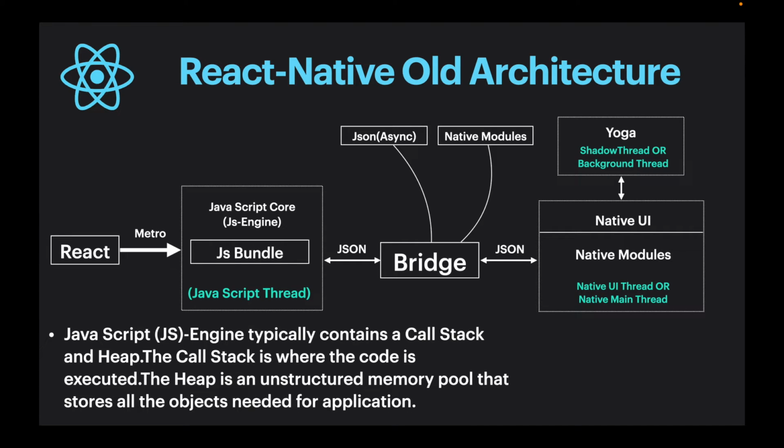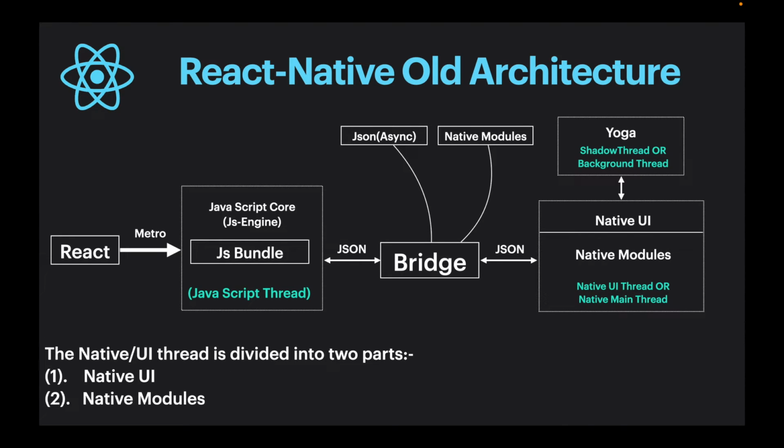A JavaScript engine typically contains a call stack and a heap. The call stack is where code is executed, and the heap is an unstructured memory pool that stores all the objects needed for the application. The second thread is the native UI thread, or native main thread.